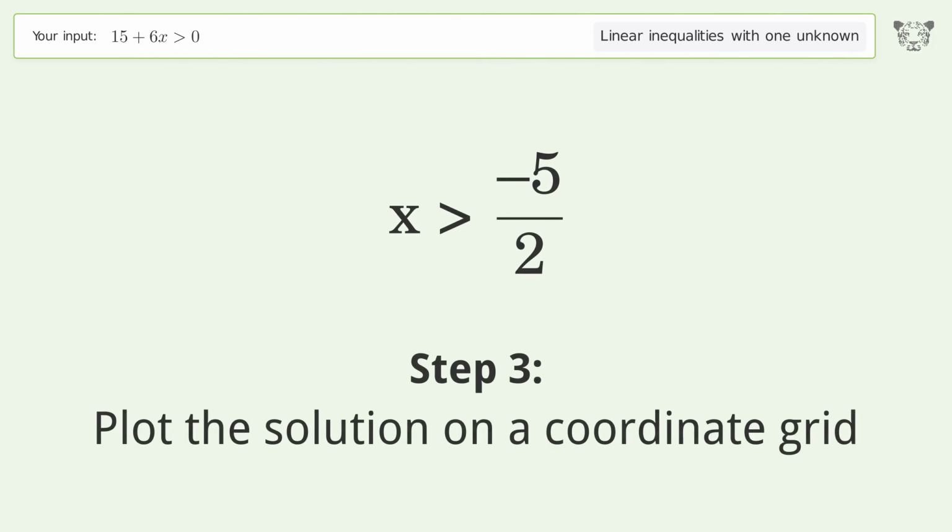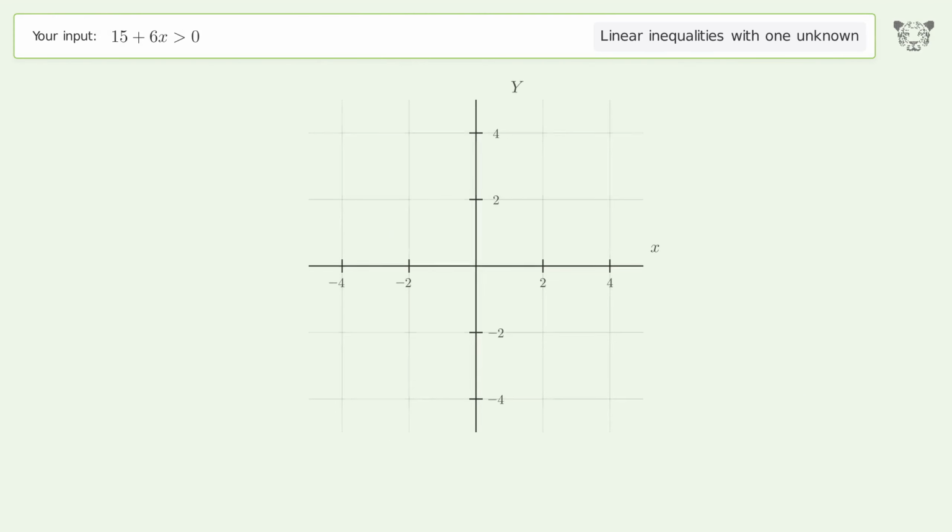Plot the solution on a coordinate grid. And so the final result is x greater than -5/2 greater than -21/2.